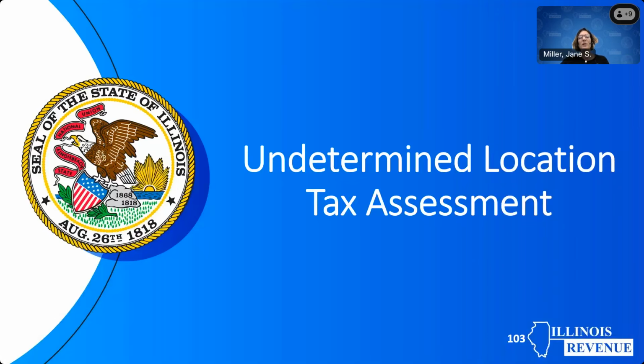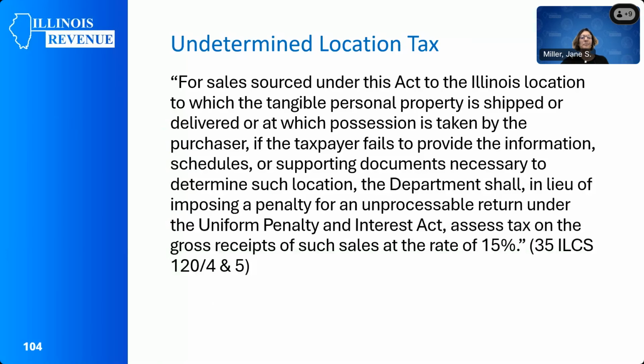Next, we have the undetermined location tax assessment. So for sales sourced under this act to the Illinois location to which the tangible personal property is shipped or delivered, or which possession is taken by the purchaser, if the taxpayer fails to provide the information, schedules, or supporting documents necessary to determine such location, the department shall, in lieu of imposing a penalty for an unprocessable return under the Uniform Penalty and Interest Act, assess tax on the gross receipts of such sales at the rate of 15%.